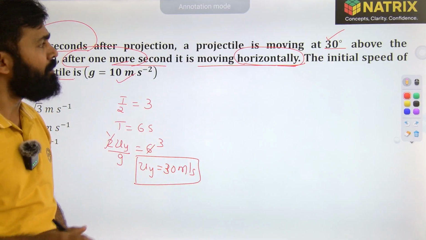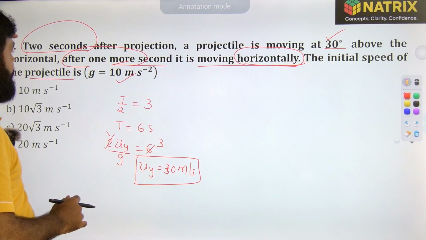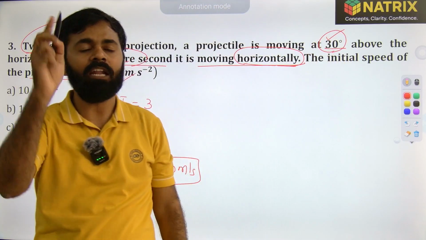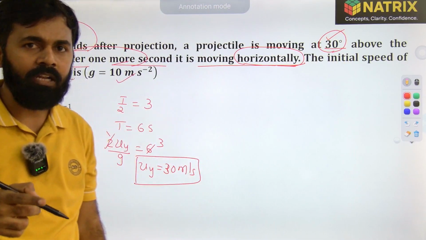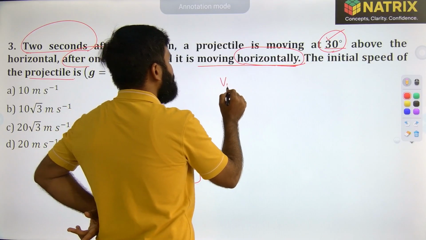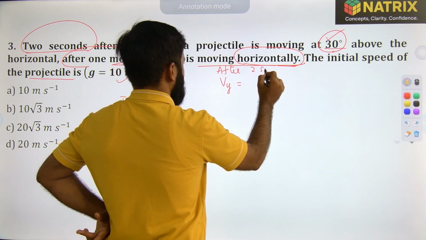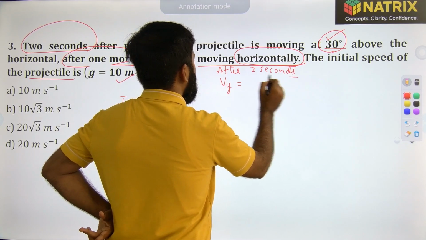How can we calculate this? Look at this. After 2 seconds, it is making an angle of 30 degrees with the horizontal. That means, what will be my Vy? This is after 2 seconds.